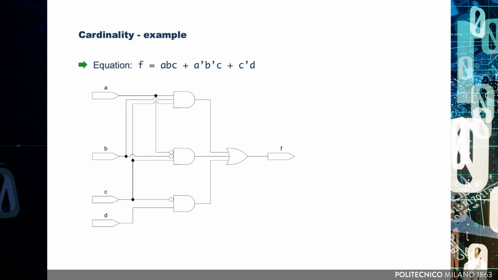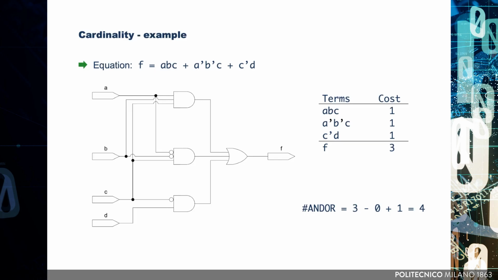Let's look at an example. Here we show a logic expression along with the corresponding circuit diagram. By analyzing the diagram, we count a total of 4 gates. Now let's compute the cardinality. Based on the data in the table, we identify 3 product terms. If we add 1, which accounts for the single OR gate, we get a total of 4, which matches the number of gates we counted in the circuit.